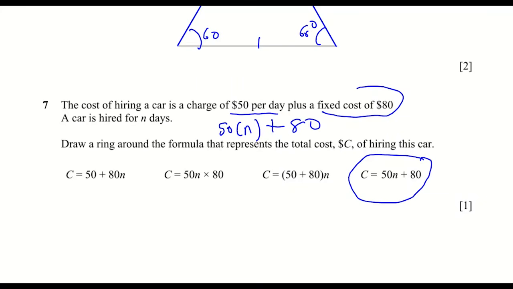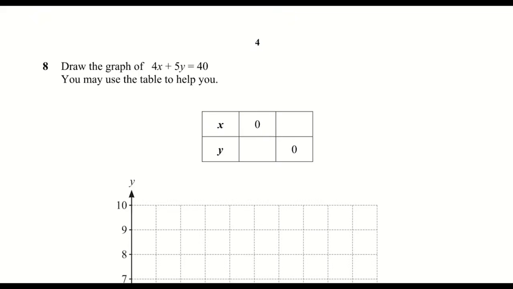So let's go to the next question. Question 8. Draw the graph of 4x plus 5y equals 40. You may use the table to help you. Okay. So what you need to do is just to get 2 points on the grid and join them together. Okay. So I will show you 2 ways of doing it.